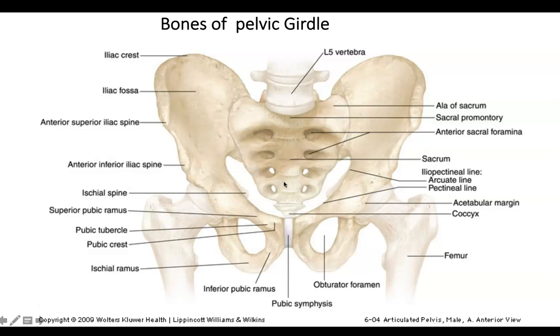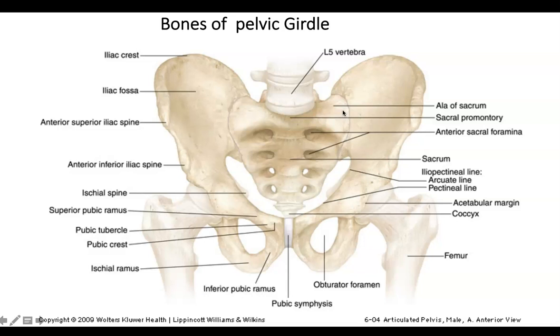Sacrum is formed by the fusion of the 5 sacral vertebrae, and you can see superiorly it articulates with the 5th lumbar vertebral body. The superiormost part of the body of the first sacral vertebra is called sacral promontory. And on each side of the sacral promontory, this superior surface of the sacrum is the ala of the sacrum. The ala of the sacrum articulates with the ilium of the hip bone. And this joint in between the sacrum and ilium is called the sacroiliac joint.